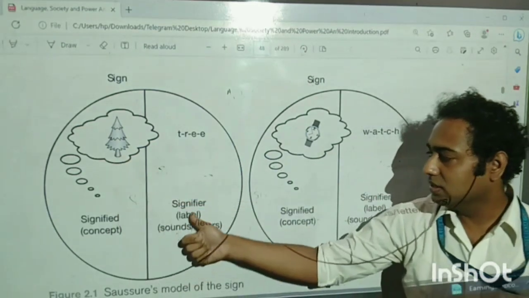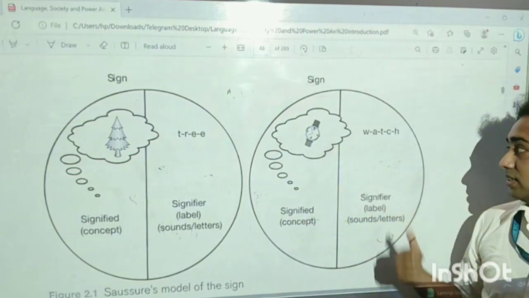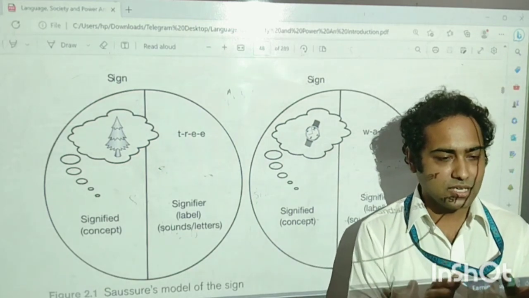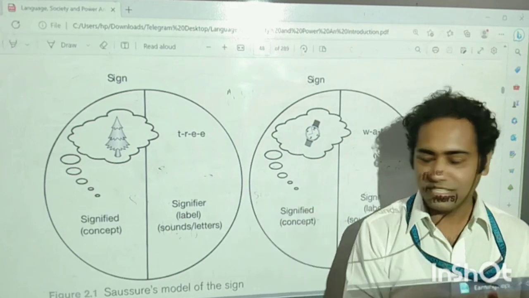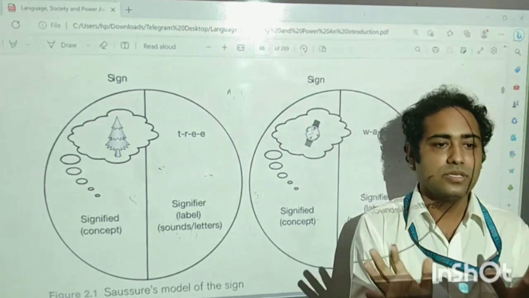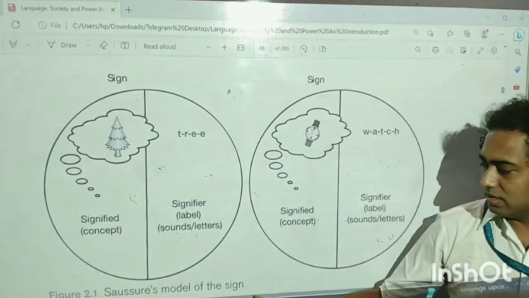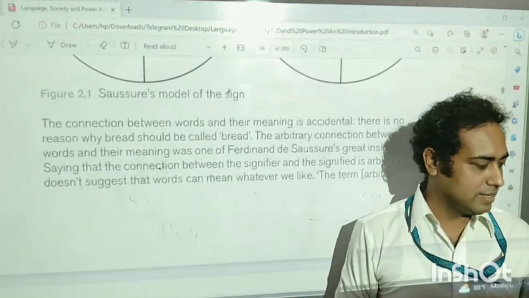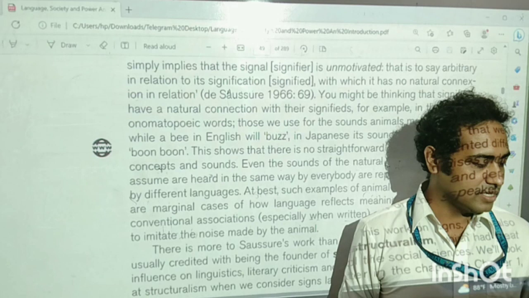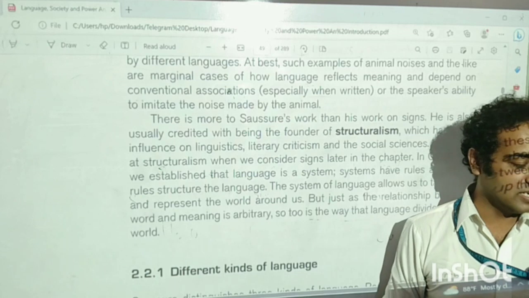Signified concept, tree. Signifier, sounds and letters. Signified concept, watch. Signifier, sounds and letters. The moment I say squash, you don't understand. Do you understand kiwi? Yes, sir. Wait. So the things that we know help us. The things that we don't know never help. So this is the theory and it's called Saussure's model of the sign. Let's take a look at language, thought and representation. Already we have done it. That is called structuralism. So we are going to talk about structuralism a little bit.